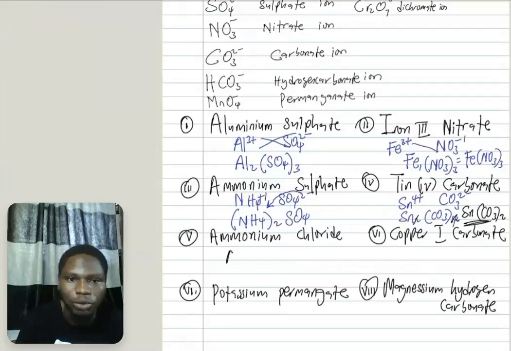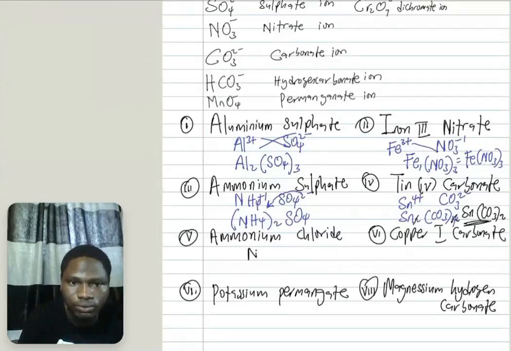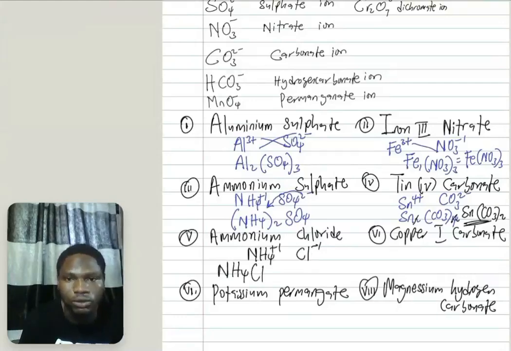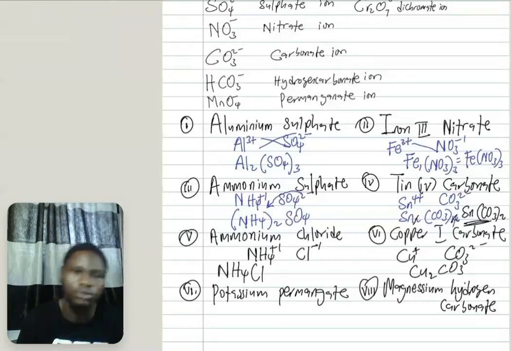Next, ammonium chloride, rather. NH4+ and Cl-. Remember they are having +1 and -1. 1 is common, so just write NH4Cl. Okay, good. Copper 1 carbonate. This is Cu+ and carbonate is CO3 2-. So I have Cu2, then CO3 1. So that's my answer.